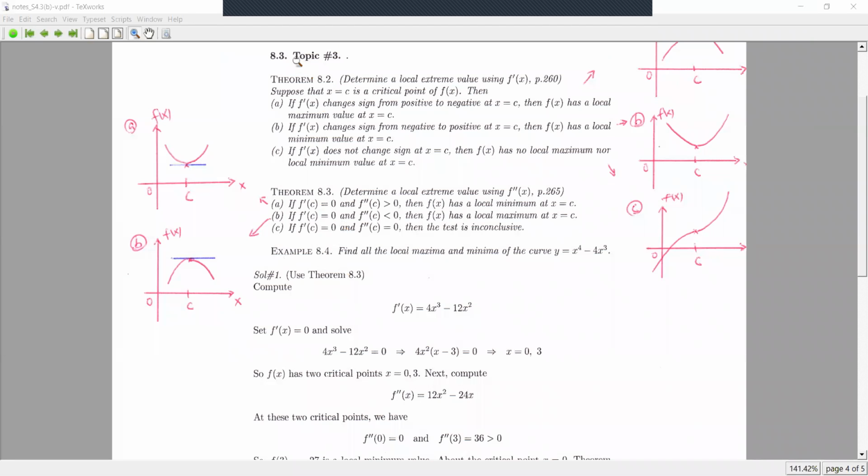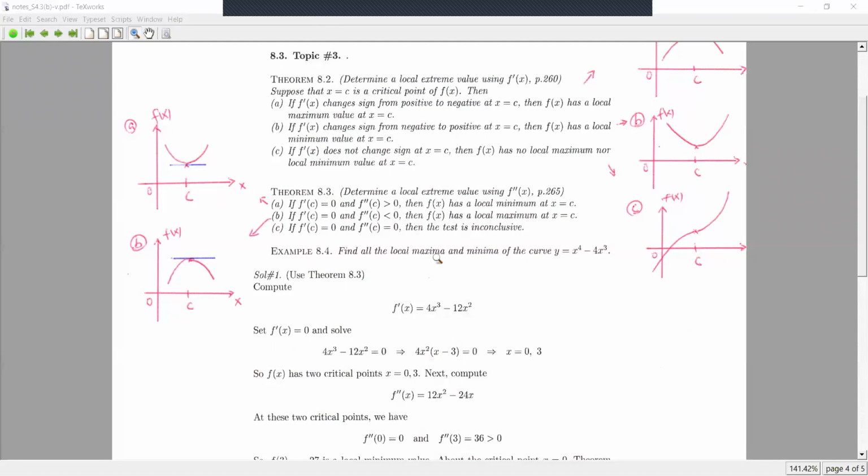Example 1, under this topic. Find all the local maxima and minima of this function. There are two solutions. In solution 1, I use the first theorem to answer the question. Then in solution 2, I use the second theorem to answer the question.